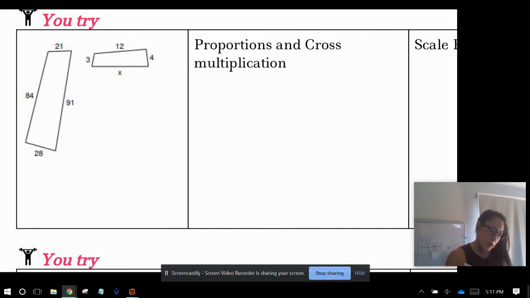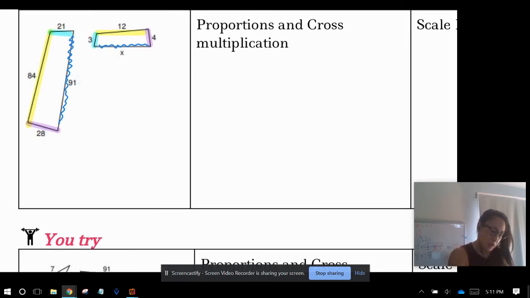So image over pre-image, I'm looking for two sides that have corresponding lengths. I can see that the 4 and the 28 come from the same length, and the 21 and the 3 come from the same length. This was a little hard to tell. The 12 and the 84 come from the same length. And then let's change to blue. The x length would correspond with the 91.